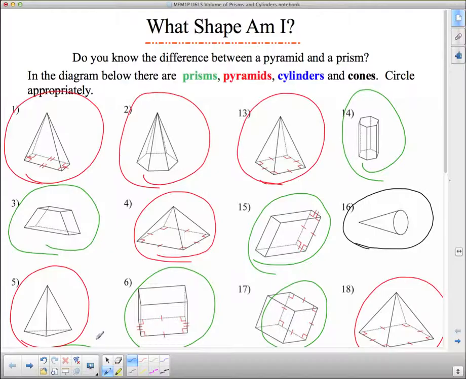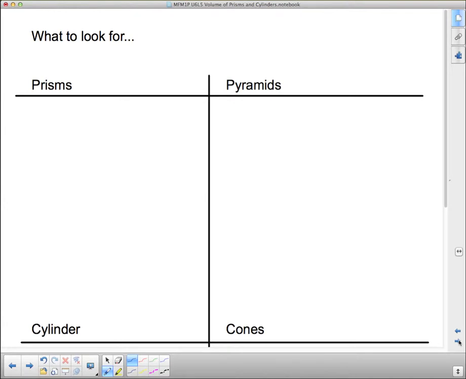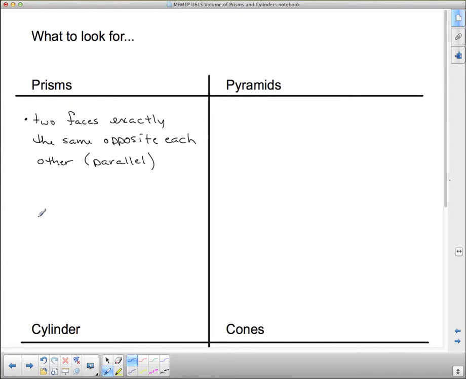So we're going to go to page width here. And so what to look for. Prisms have two faces exactly the same opposite each other. Now, another way of saying that is that they are parallel. And then all other faces are rectangles.